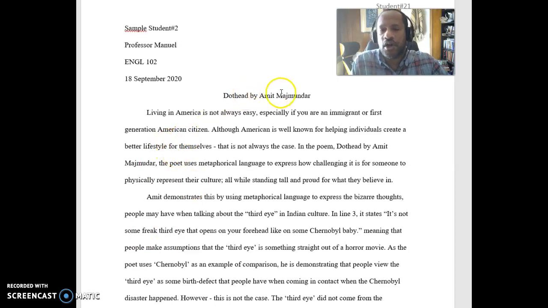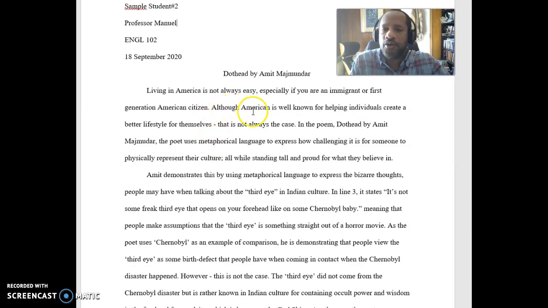So this person's talking about Dothead. They say, "Living in America is not always easy, especially if you're an immigrant or first generation American citizen." Right? And that first sentence, a general statement, leads us into the ideas that we're dealing with in Dothead, right? Because the author of Dothead is not having an easy time and is either an immigrant or first generation American citizen.